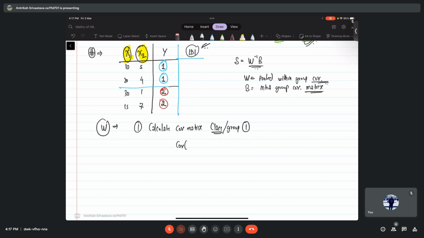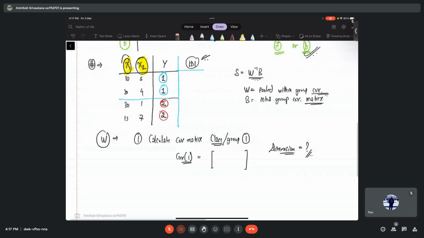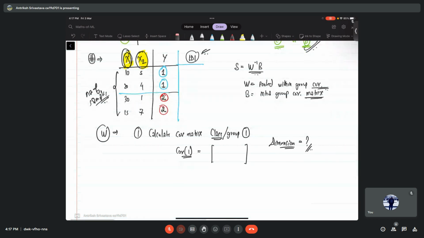Okay, so the covariance for class 1, let me just write it as co1. Let's give this a shot. Tell me what will be the dimension of this matrix when you have two variables, two features, and these are examples, number of samples.